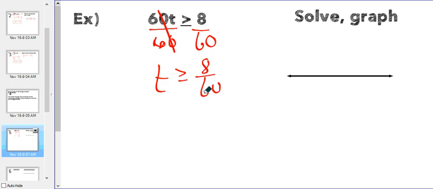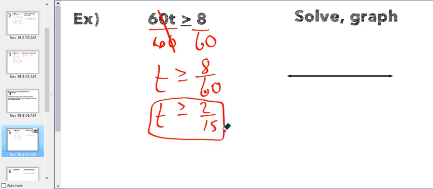8/60. I should always try to simplify fractions. Sorry, my stylus is not very good. So I see that the biggest thing I could divide each of those by would be 4, I believe. So t is greater than or equal to 8 divided by 4 is 2. 60 divided by 4 is 15. So I've got 2/15. If you notice, we kept the inequality the same all the way down. There was no reason for us to switch its direction. We never multiplied or divided by a negative. So we just worked with it as it was and simplified our fraction in the end.